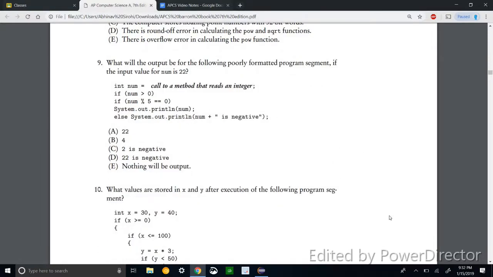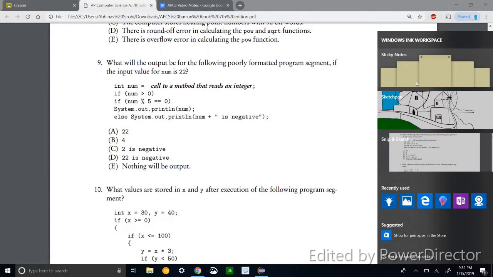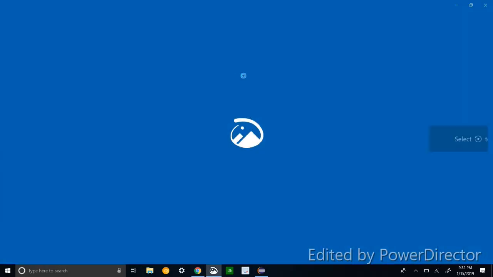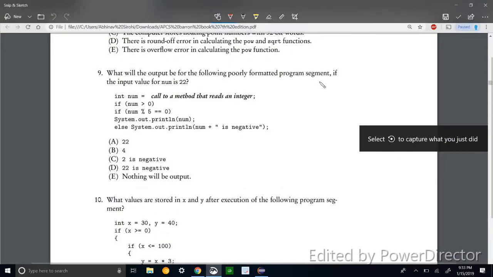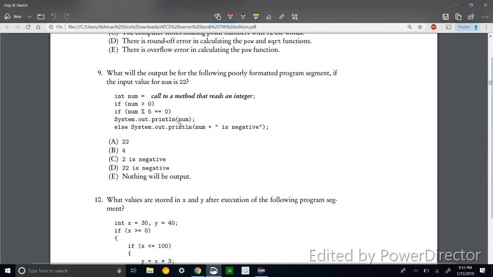And number 9, what will be the output in the following poorly formatted program segment if the input value for num is 22? So for number 9, you plug in 22 for num, and you get, if num is greater than 0, so 22 is greater than 0, so it goes into the if statement. And from there, it enters the second if statement.